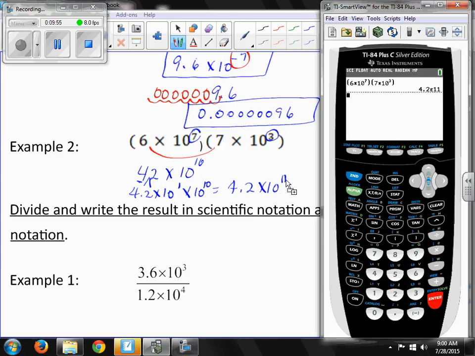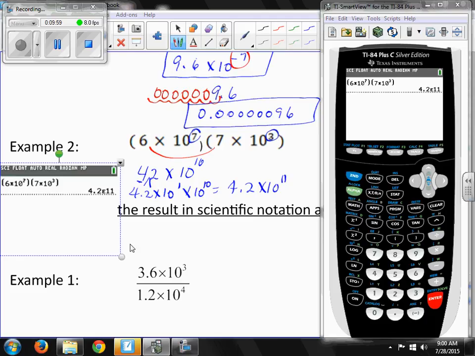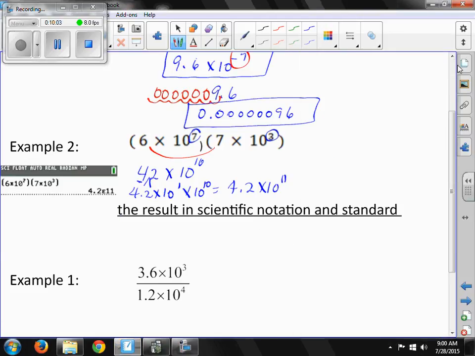Now you see what it reads. It actually reads 4e to the 11. That e to the 11 means times 10 to the 11. It tells you the exponent to put on 10. So this is scientific notation. It's actually too many digits to use the calculator to get it back into standard notation.